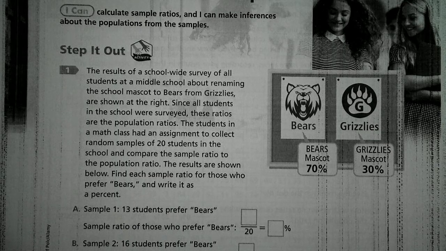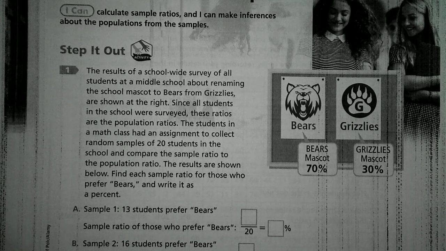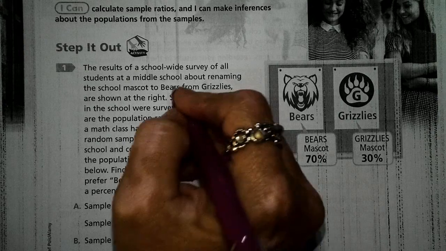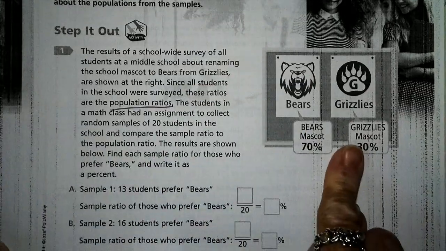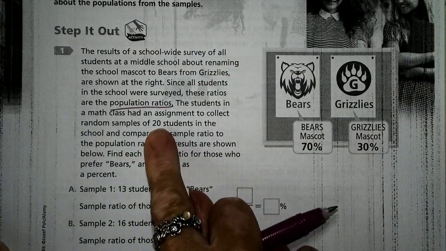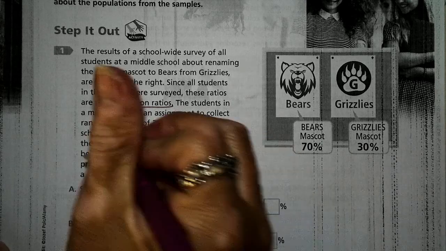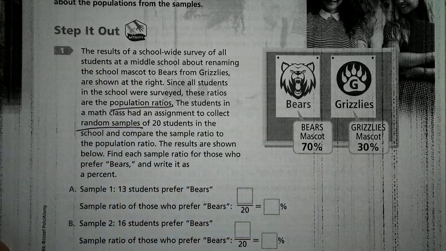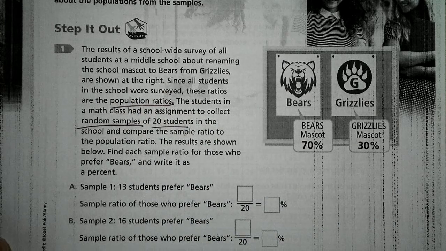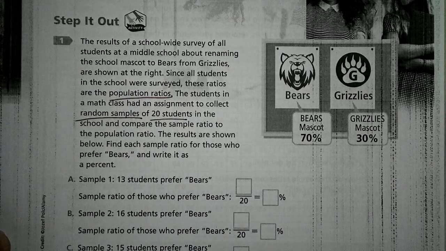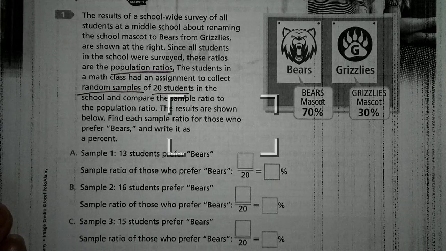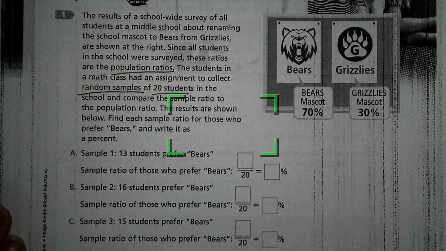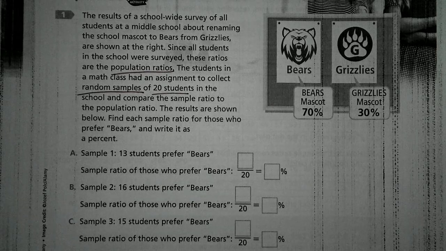Shown at the right. Since all students in the school were surveyed, these ratios are the population ratios. Okay, because everybody was surveyed. The students in a math class had an assignment to collect random samples of 20 students in the school and compare the sample ratio to the population ratio. The results are shown below. Find each sample ratio for those who prefer theirs and write it as a percent.